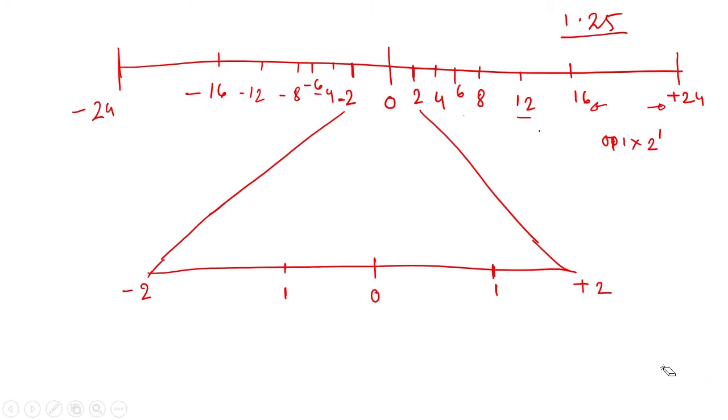So, let us say we have a number with mantissa 0, 1, 1, and exponent 0, 1, that means 3 into 2 to the power minus 1. So, 3 into 2 to the power minus 1 is 3 by 2. So, this will give you 1.5, right. So, 1.5 will be somewhere here. Here also you will have the number minus 1.5.